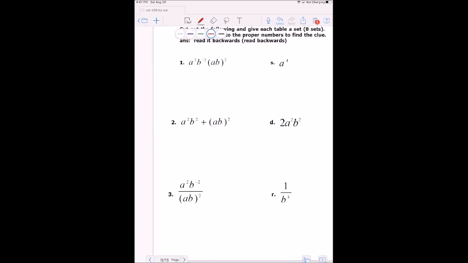a squared times b to the power of -2 times a squared b squared, expanded form of ab squared, (ab) all squared, right? So we will combine like terms. This one, a squared times a squared times b to the power of -2 times b squared. So this is a to the power of 4 times b to the power of 0, right? Which is 1. The answer is a to the power of 4.